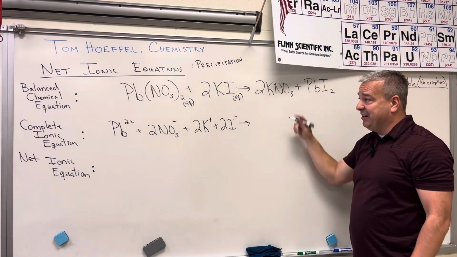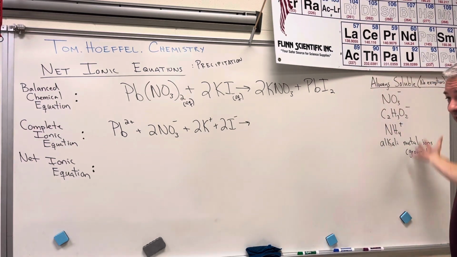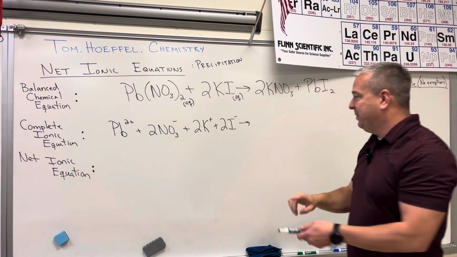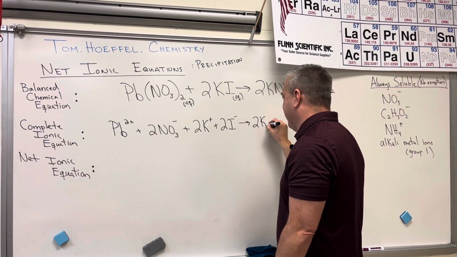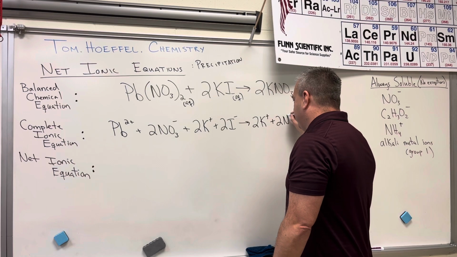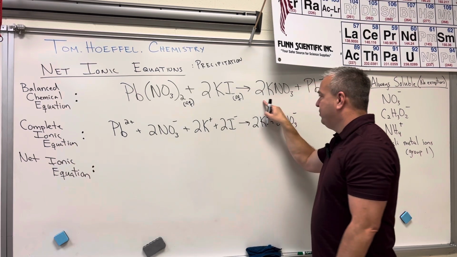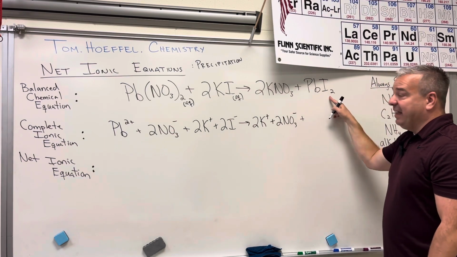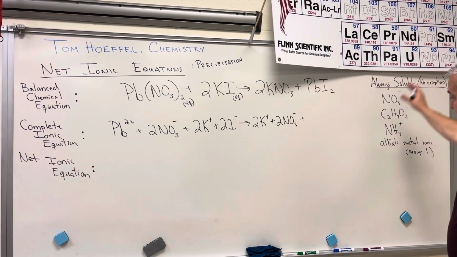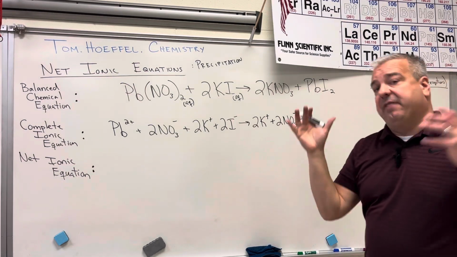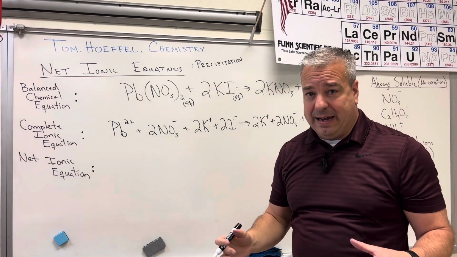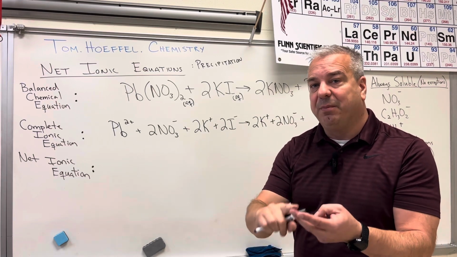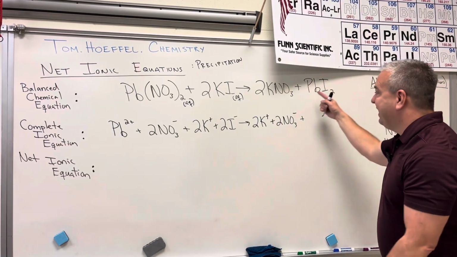Now this potassium nitrate actually has 2 of these things that are always soluble. Alkali metal and a nitrate, 100%. This is going to split up into 2 potassium ions and 2 nitrate ions. Okay, 2 potassiums, 2 nitrates. And that leaves us with lead iodide. If I look over here, no trump cards, and I have to look up my solubility rules for iodides. And iodides are usually soluble except with silver, mercury, and lead. And I have lead here.